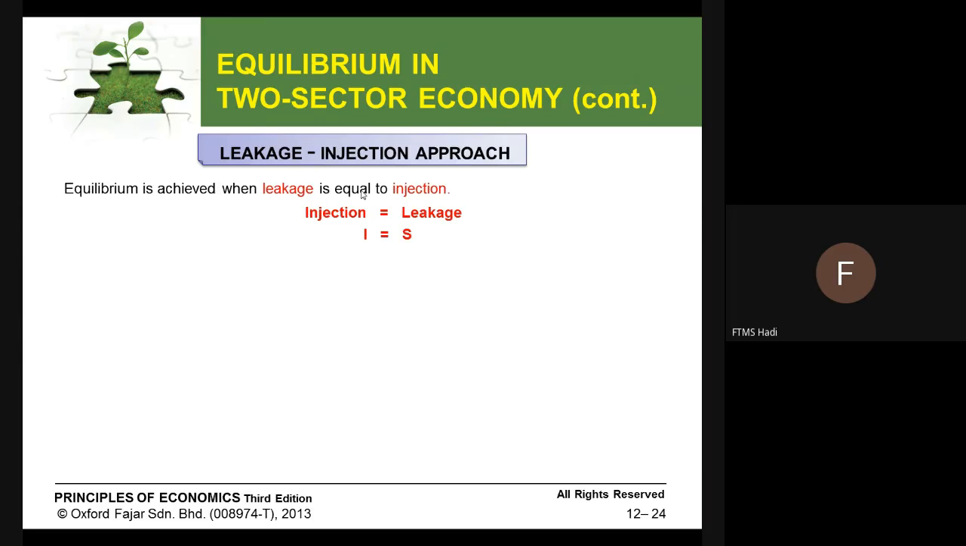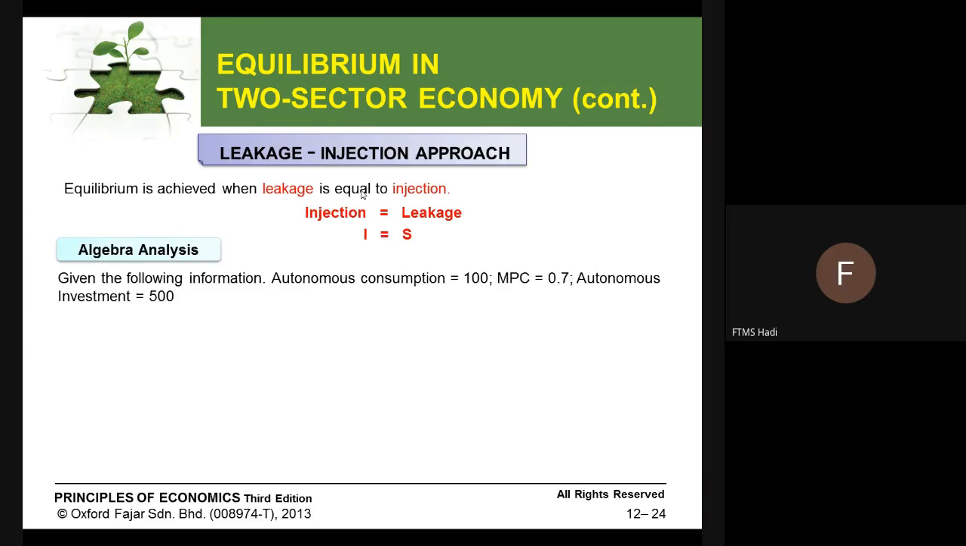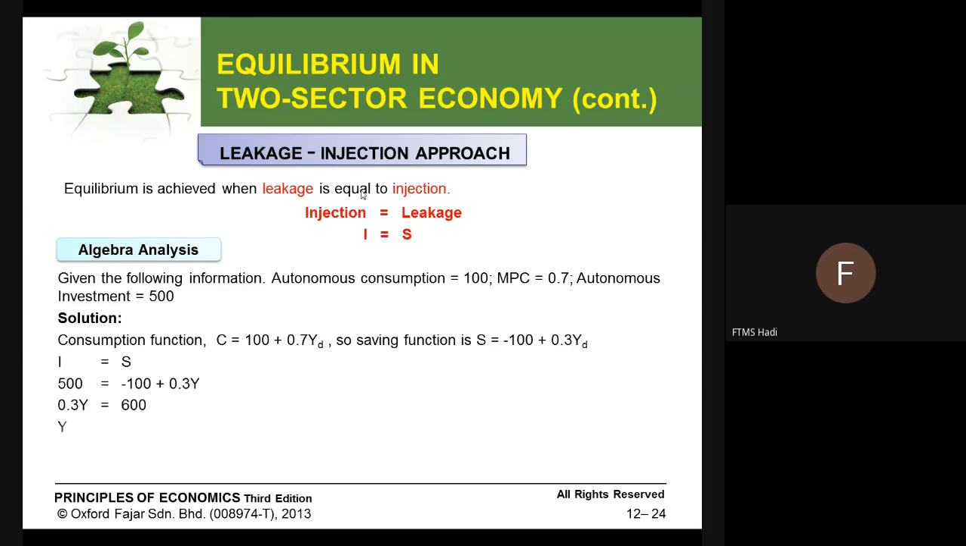Okay, we're talking about the leakage and injection approach. Equilibrium is achieved when leakage is equal to injection. The algebra analysis is the same thing. I is equal to S. I is injection, which is investment, and S is savings. I will show you later in the study question. Okay, you see, I is equal to S.